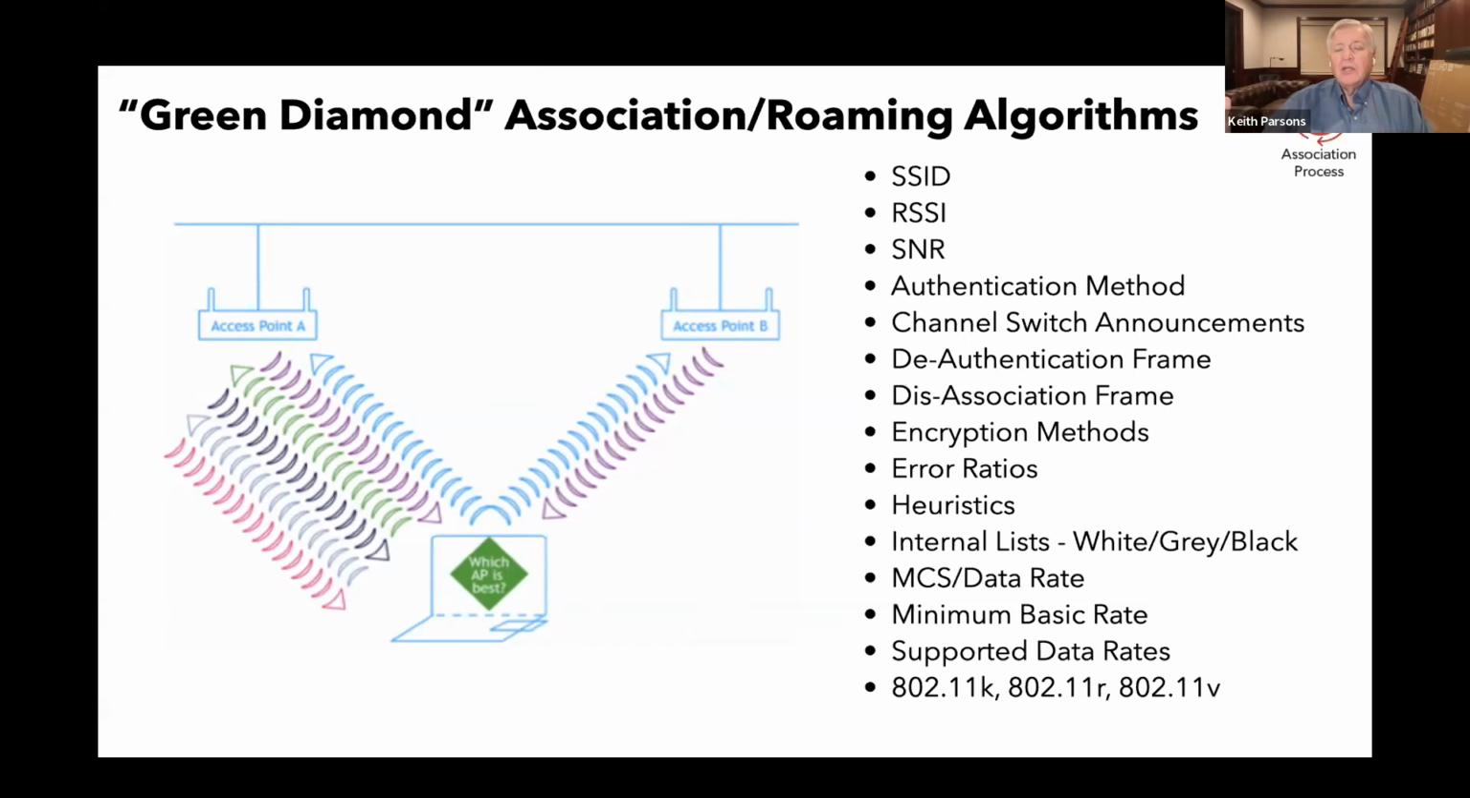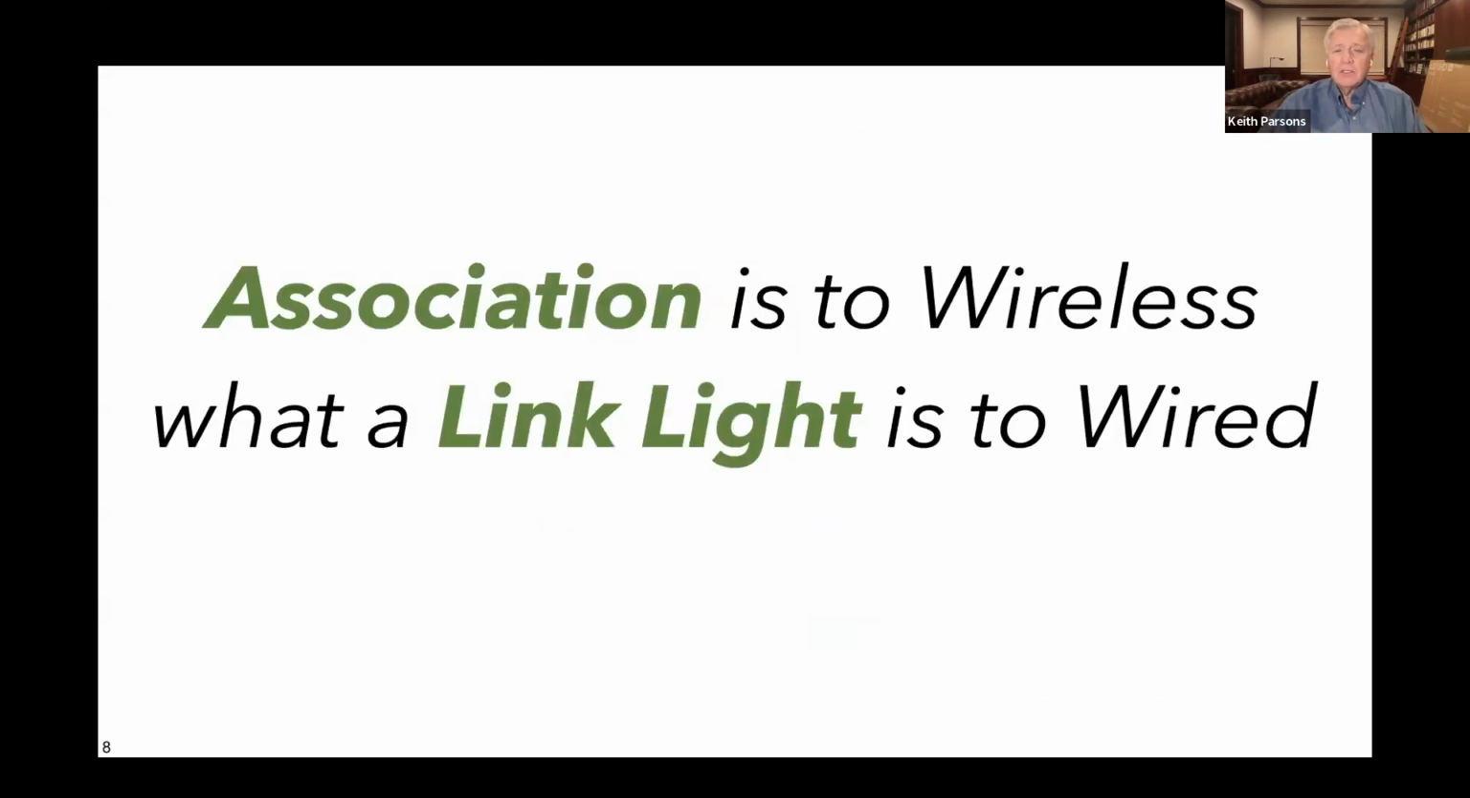So when we are looking to analyze this, we need to understand that the data that's coming back is going to be making these decisions uniquely based on client, even based on driver version. So one of the things I like to say, I've been saying this for well over a decade, is association is to wireless what a link light is to wired. Now, the reason I bring this up is most of us have been hanging around Ethernet for a long time, and we understand that when you plug in a jack and you get a link light, it means certain things.